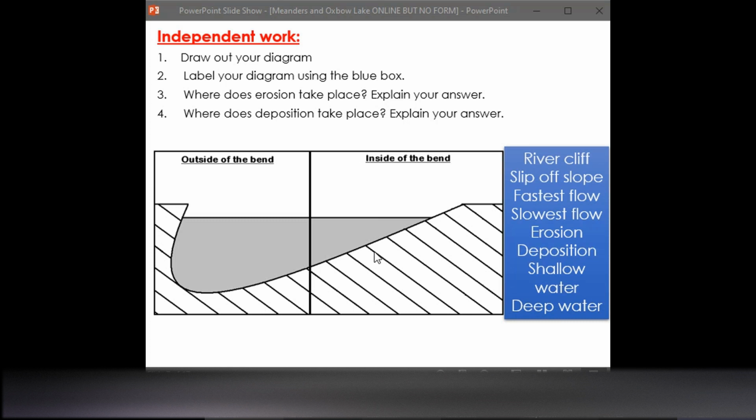It's a lot shallower on the inside, and it's a lot deeper on the outside. So more erosion on the outside with faster water leads to a wider and deeper part of the river. More deposition on the inside with slower water means we've got this slope where it's a lot shallower and a lot narrower. And these rivers change over time.